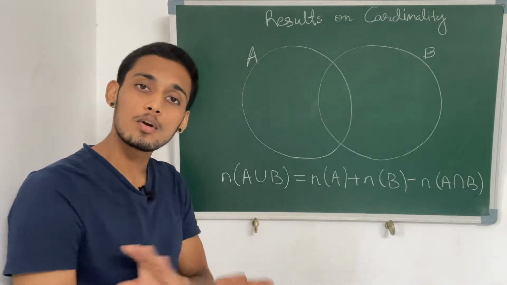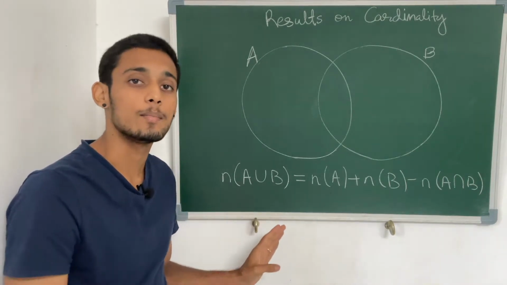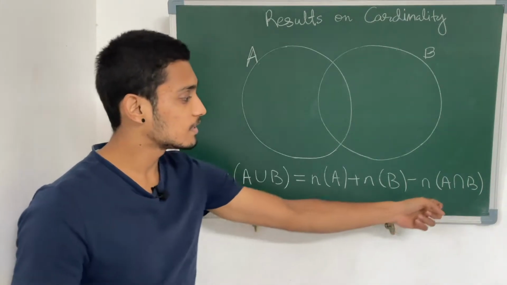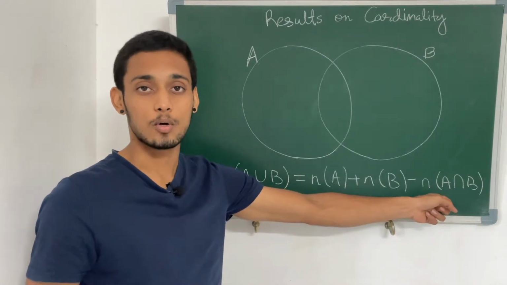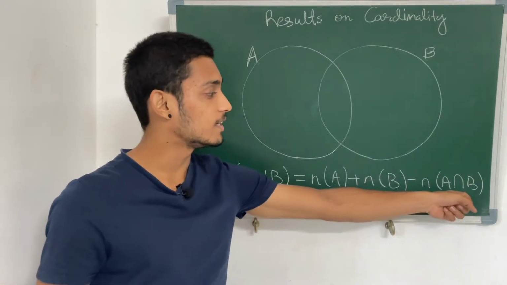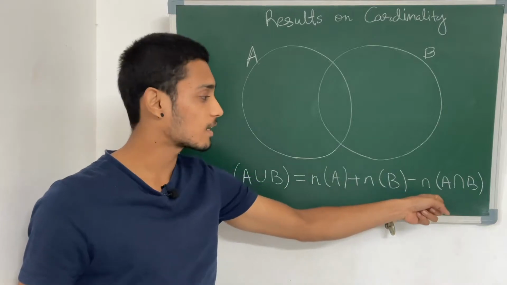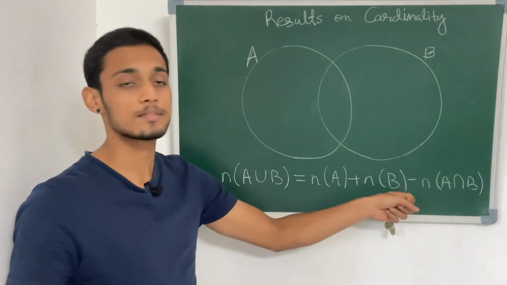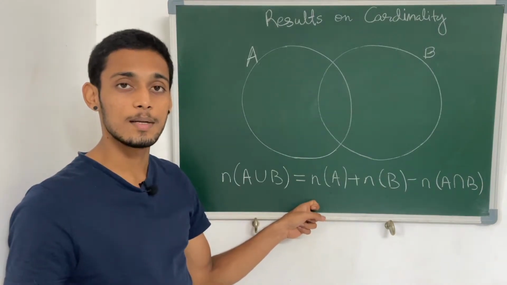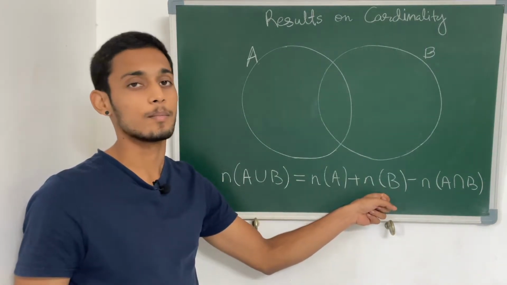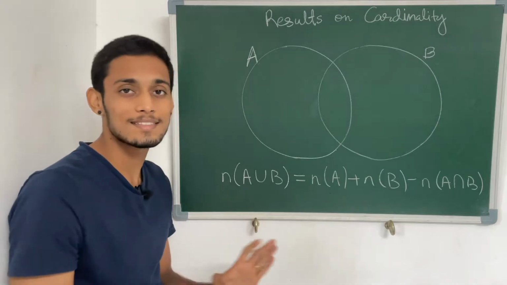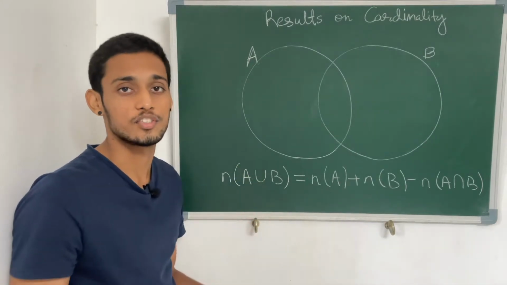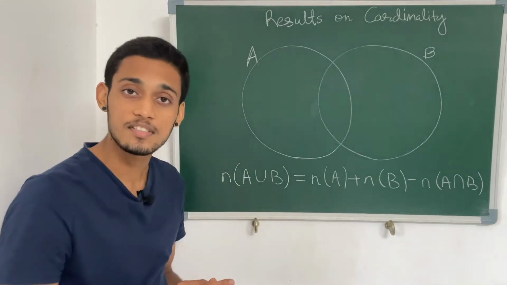Now suppose there were no common elements between the sets A and B. Then this last term basically is 0. Because if there are no common elements, then the intersection will have 0 elements, that is, the cardinality of the intersection will be 0. Then we can have the simple result: the number of elements in A plus the number of elements in B. So this result holds even if the sets are intersecting or disjoint. So that is the first result.